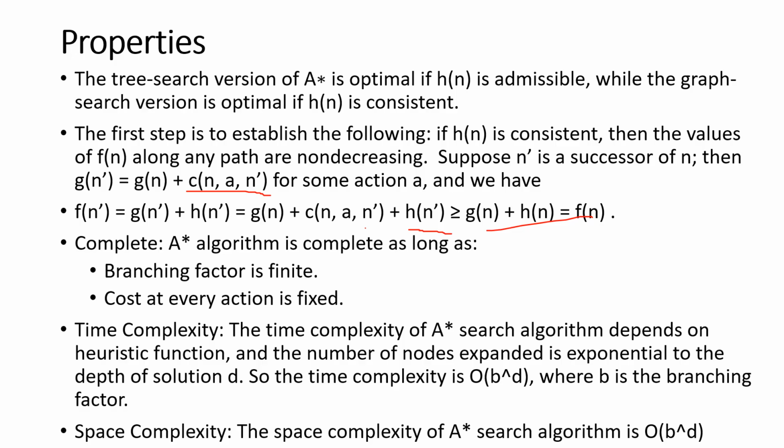The time complexity of A-star depends on the quality of the heuristic. In the worst case, the number of nodes expanded is exponential in the depth of the solution. That means O(b^d), where b is the branching factor and d is the depth of the optimal solution. For space complexity, A-star stores all generated nodes in memory, so the space required also grows exponentially, O(b^d).